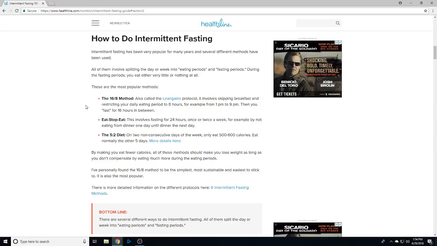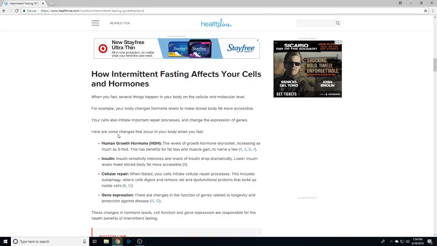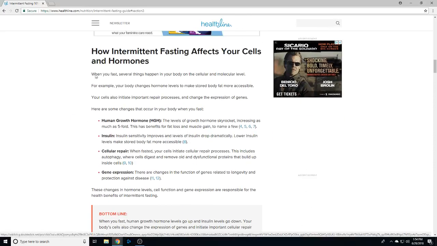The other two methods, just so that you know, is the eat-stop-eat, which involves fasting for 24 hours once or twice a week, so dinner to dinner, breakfast to breakfast, or the 5-2, where you have a couple of days of the week. So let's say you do a Tuesday and a Thursday where you pretty much are just having protein shakes with almond milk just so that you can keep your protein in and keep your calories super, super low. So you would have 3 smaller shakes throughout the day, 2 days a week, and then the other 5 you would eat normal.